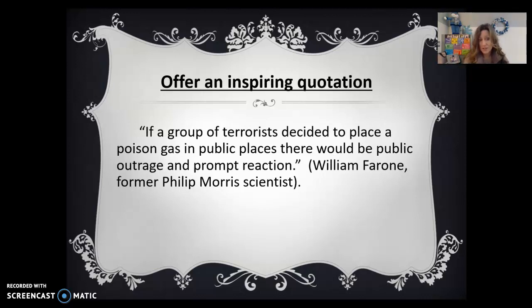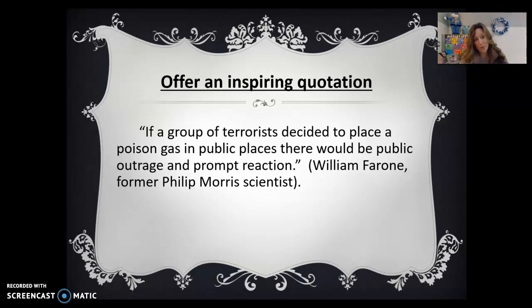Finally, the last type of hook that we're going to look at is a quotation. And this one says, if a group of terrorists decided to place poison gas in public places, there would be public outrage and prompt reaction. And this, again, is on the issue of smoking and cigarettes. So they're referring to that being like poison gas, okay? So again, trying to get the reader's attention. Well, what is this person going to tell me?